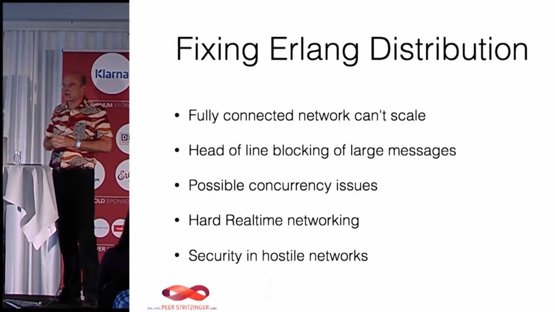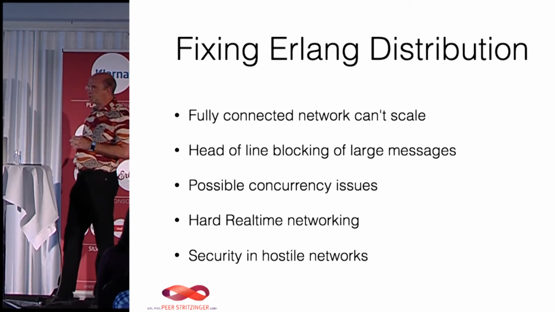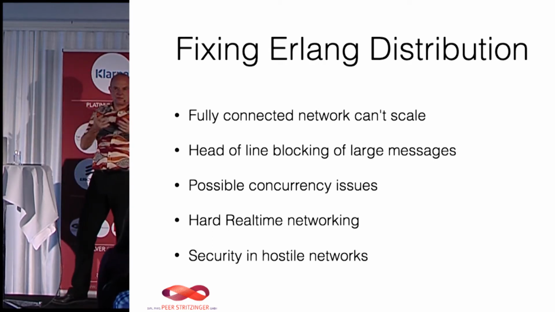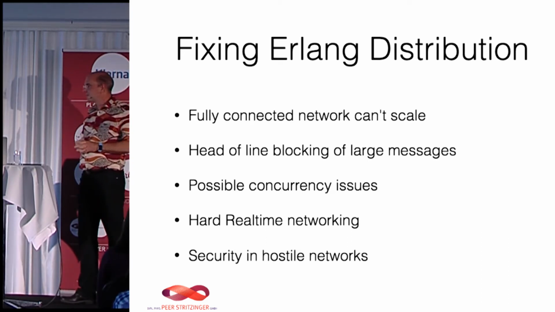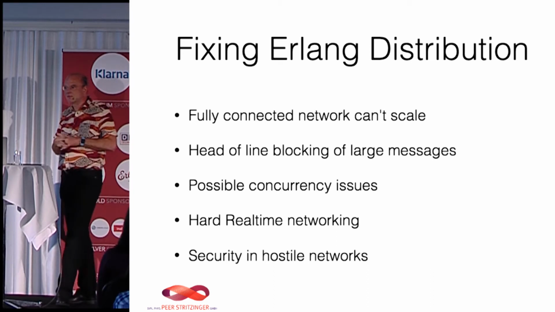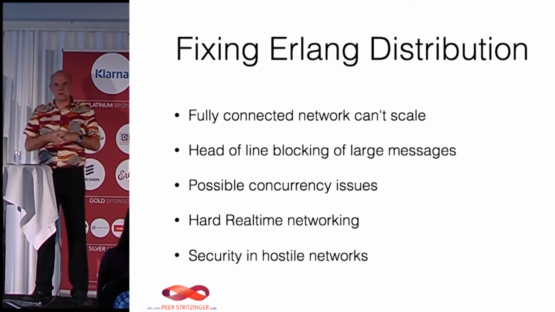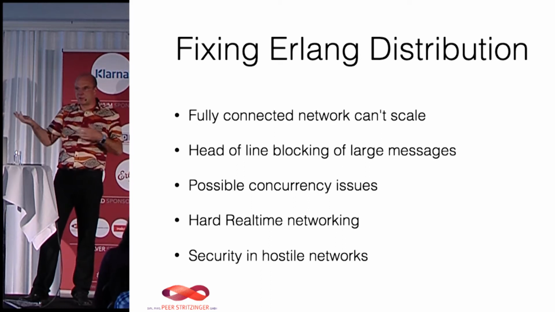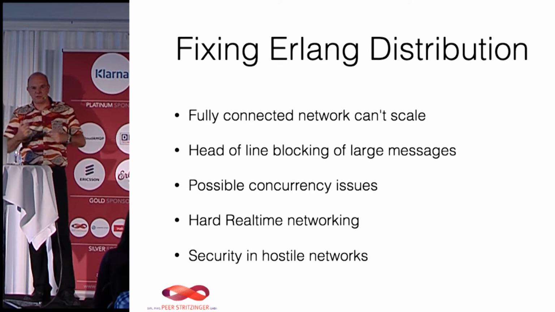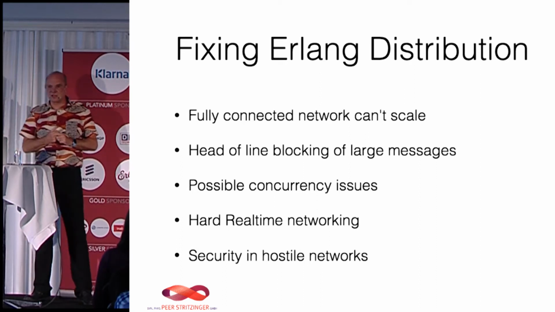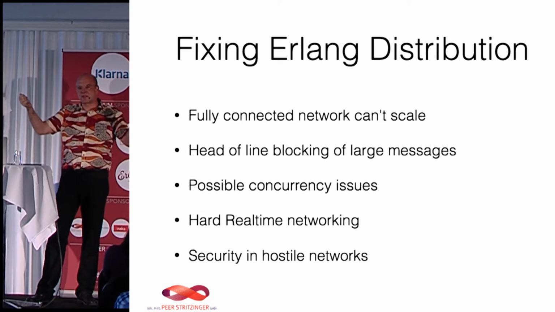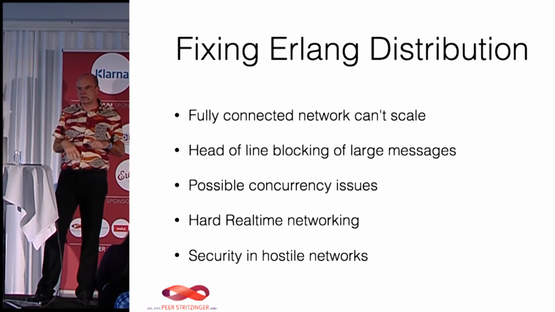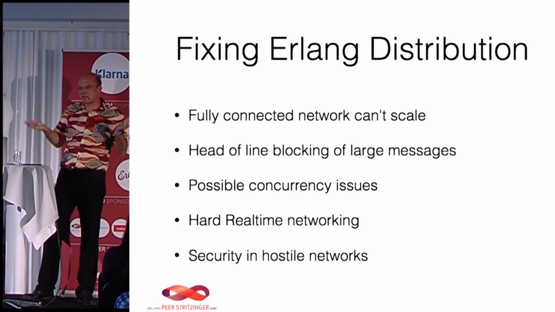So, fixing Erlang distribution. Before we fix it, we need to find out what the problem is. Why does it not work for everybody? The fully connected network I already mentioned doesn't scale, because the number of connections grows with n squared. And if you want keep-alive traffic, then in the end the keep-alive signals flood your node. If you have a system with 1,000 nodes, it would get keep-alive messages from 1,000 other nodes. And if you lose 4 of those, then the node gets disconnected, then it reconnects, and you get error messages, and it's not nice.